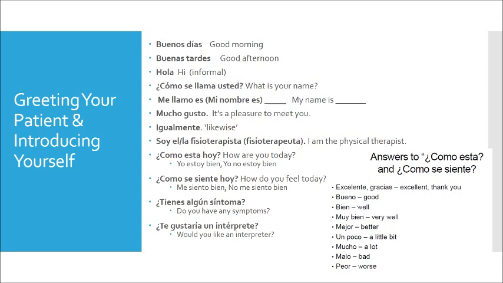They might associate things like excelente, excellent, bueno, is good, bien, well, muy bien, very well, mejor, is better, un poco, is a little bit, they might say un poco mejor, a little bit better, mucho, a lot, mucho mejor. But they might also say something negative, like malo, which is bad, or peor, which is worse, so they might say un poco peor, a little bit worse. Mucho peor is a lot worse. So just note their response to the question.